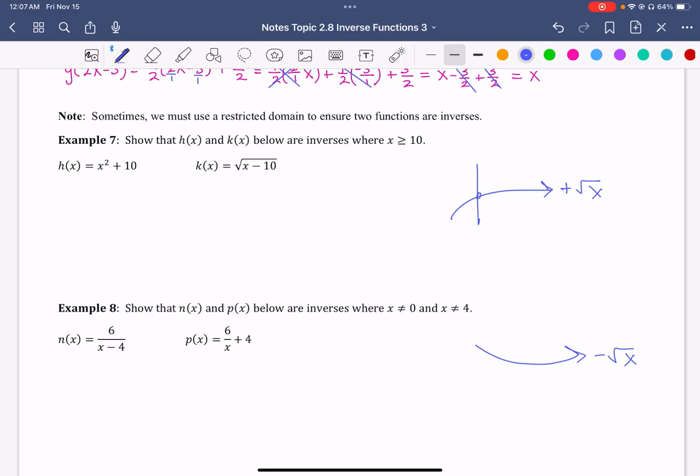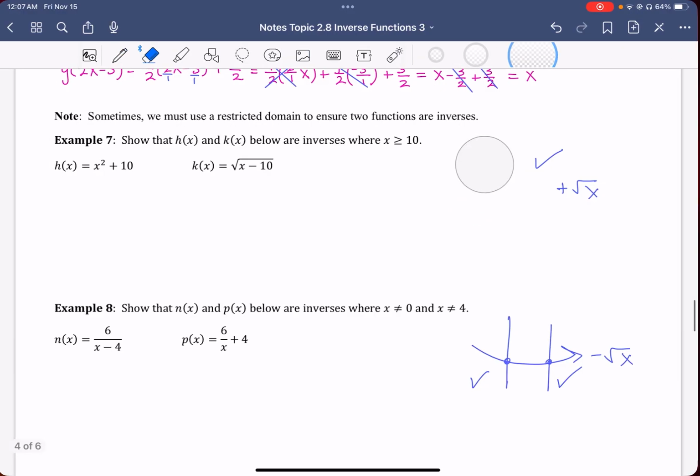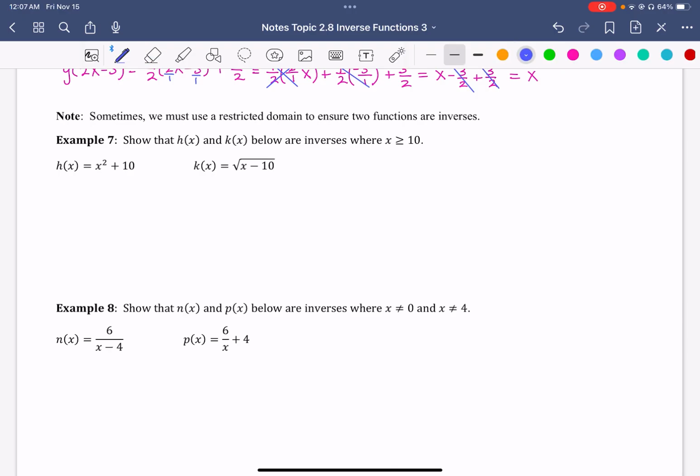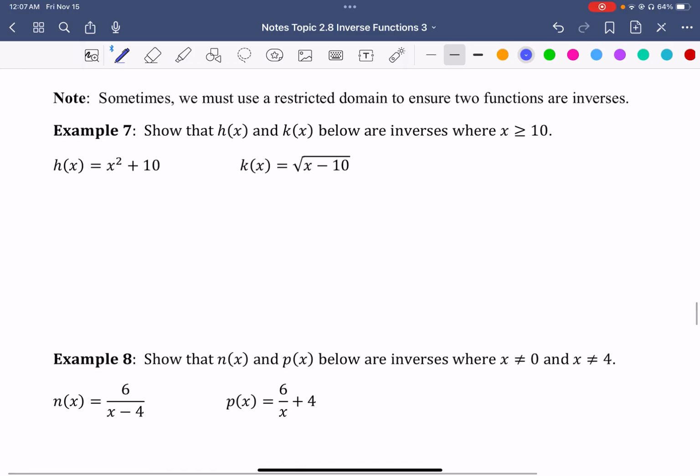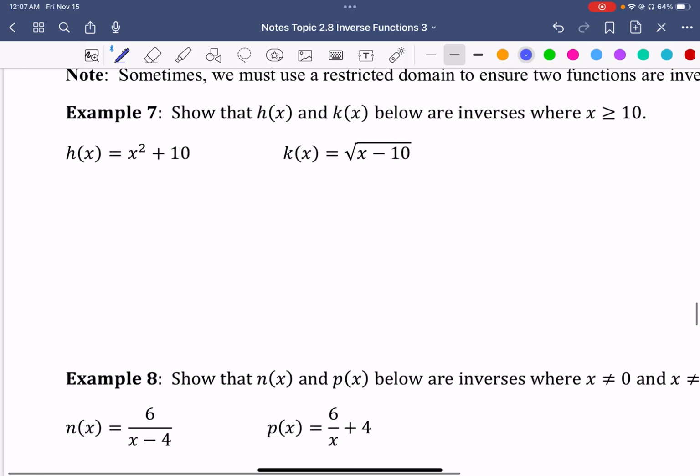So that when you do the vertical line test, it passes the vertical line test, whether you're looking at the positive side or the negative side. But if you put them together, it'll always fail the vertical line test. So that's why the domain restriction is important, okay? Because otherwise your inverse will not be a function.